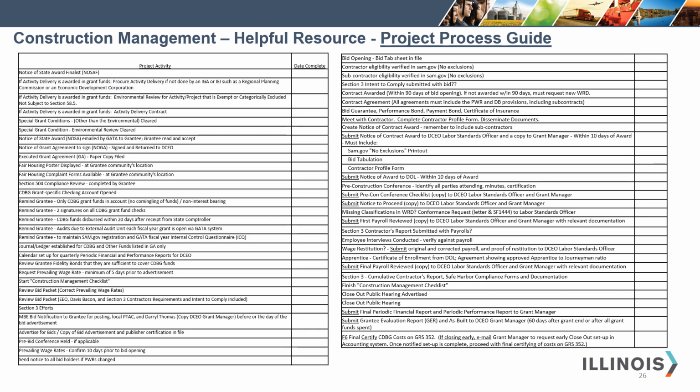The last form to be discussed is the Project Process Guide. Hopefully you had an opportunity to download this document from DCEO's website. This form captures each step in the grant administration process, from the Notice of State Award Finalist, which is your NOSAF, to the closeout of your DCEO CDBG grant-funded project. We highly recommend that you use this form. It is a very helpful tool in the grant administration for your CDBG grant-funded project.